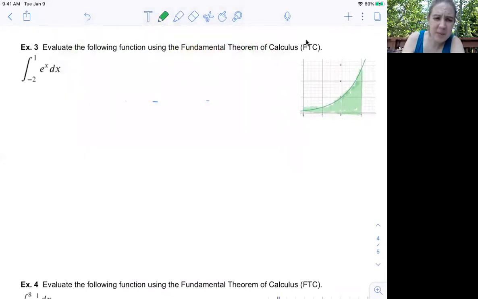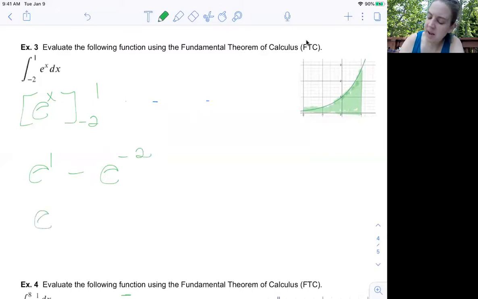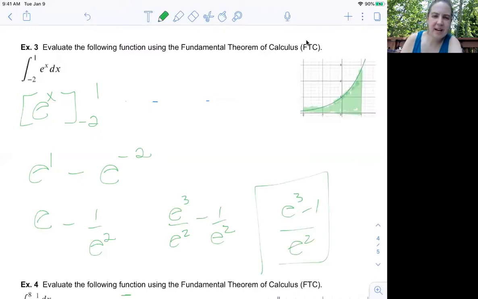So this one's easy. The antiderivative of e to the x is e to the x between -2 and 1. So this becomes e to the 1 minus e to the negative 2. Now, I don't have a calculator with me, but you could figure out what that is as a decimal. You could also see this written as e minus 1 over e squared. Now, if I'm getting really fancy here with common denominators, this could be e cubed over e squared minus 1 over e squared, which would be e cubed minus 1 over e squared. Again, you could turn that into a decimal and tell me what that exact area was.